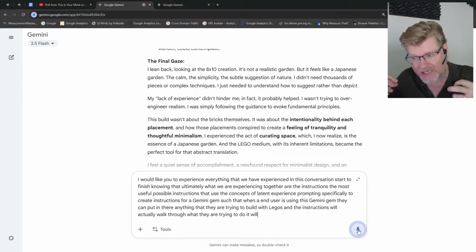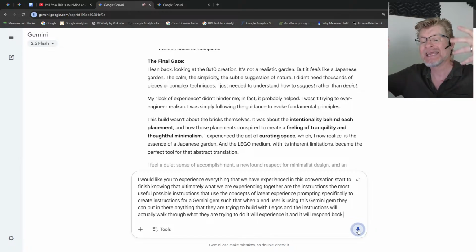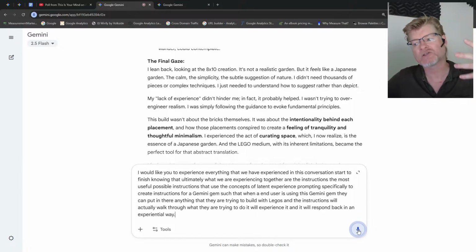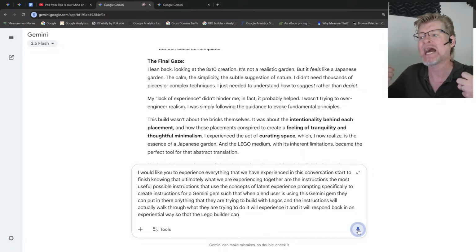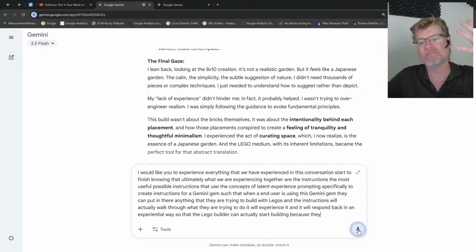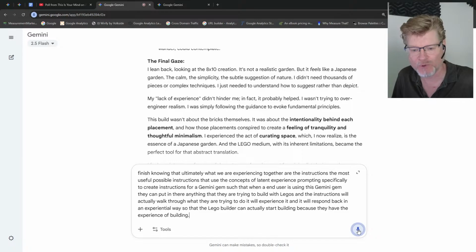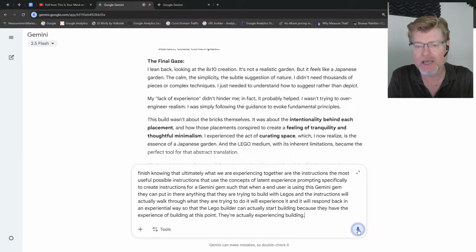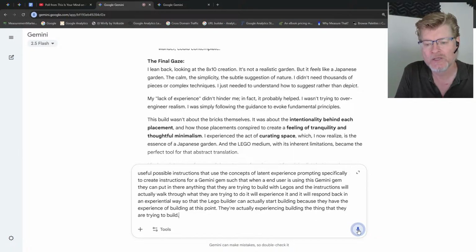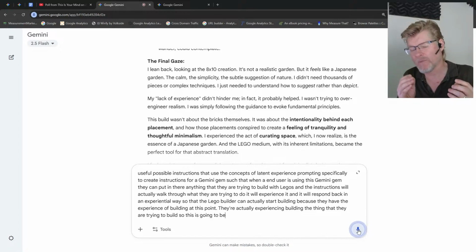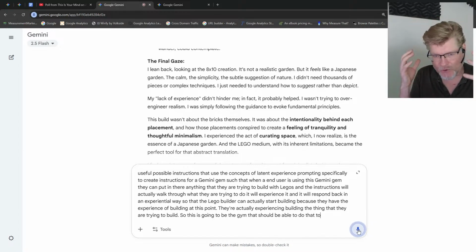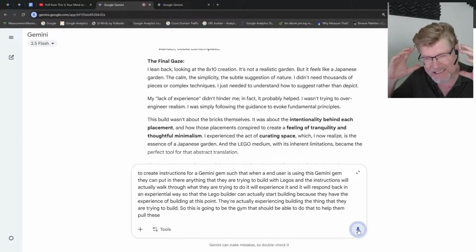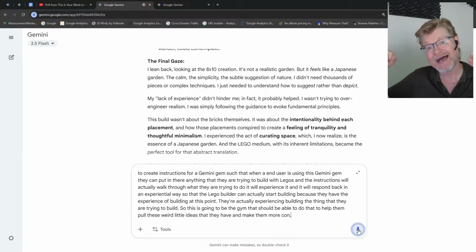It will experience it, and it will respond back in an experiential way so that the Lego builder can actually start building, because they have the experience of building at this point. They're actually experiencing building the thing that they are trying to build. So this is going to be the gem that should be able to do that, to help them pull these weird little ideas that they have and make them more concrete as experiences.